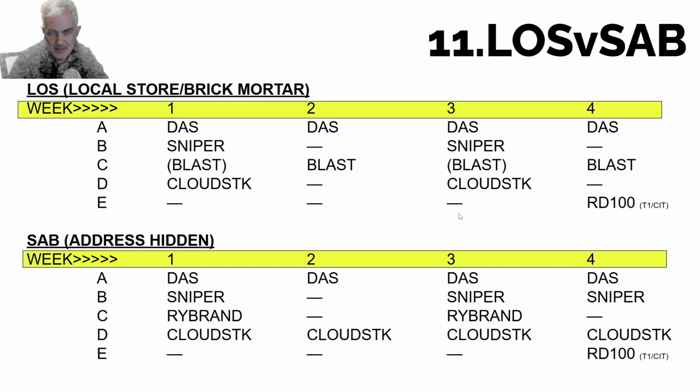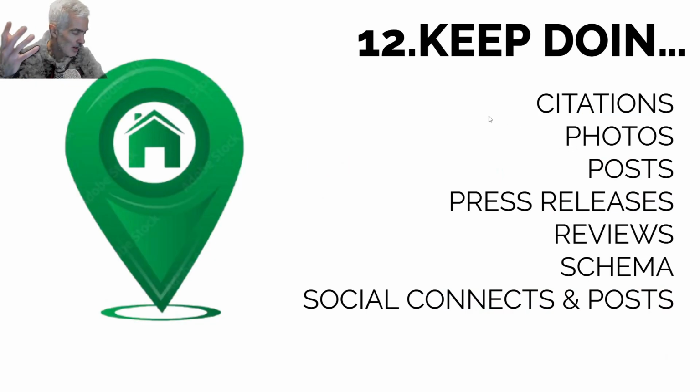Okay, and at the end of all of this, you run an RD100, referring domains 100, to the tier 1 or citations and/or. Maybe month over month you change what group of citations or tier 1s you send it to. Now, keep doing citations, photos, posts, press releases, reviews, schema, social connects, and social posts. You still need a good foundation. You still need stuff to send SEO Autopilot, SEO NEO at. So keep doing these.